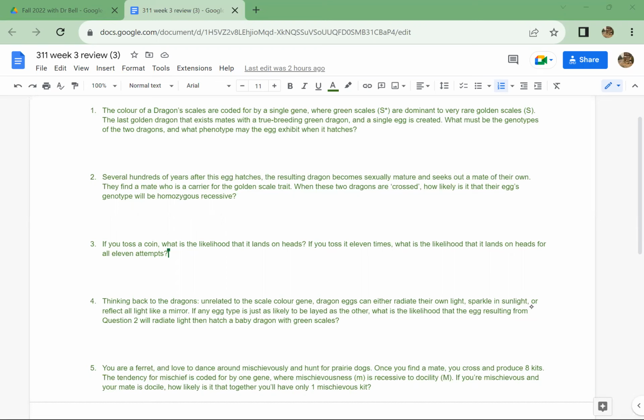The color of a dragon's scales are coded for by a single gene, where green scales, S star, is dominant to the very rare golden scales. The last golden dragon that exists mates with a true breeding green dragon, and a single egg is created. What must be the genotypes of the 2 dragons, and what phenotype might the egg exhibit when it hatches?